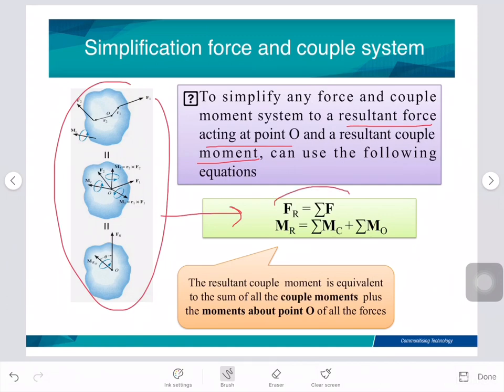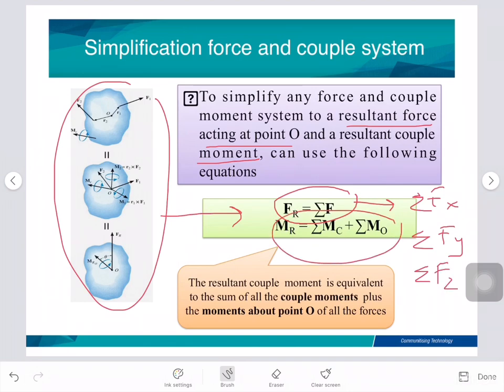First, we can have the resultant force. The resultant force is equal to the summation of all the forces. So summation of force means the summation of force in X, summation of force in Y, and summation of force in Z. And then here, the moment resultant. The moment resultant is equal to the summation of moment couple plus the summation of moment about a point.